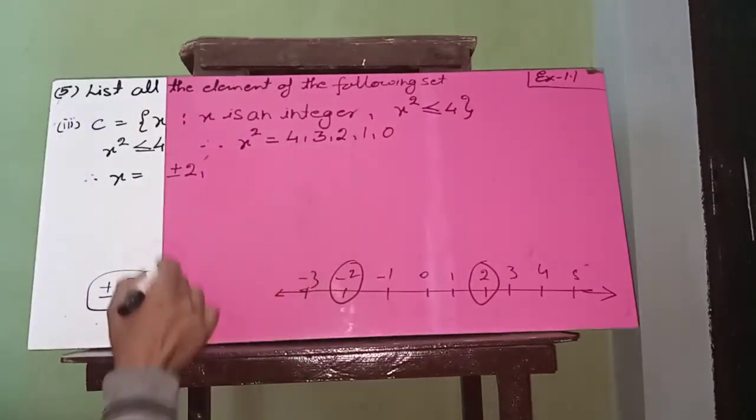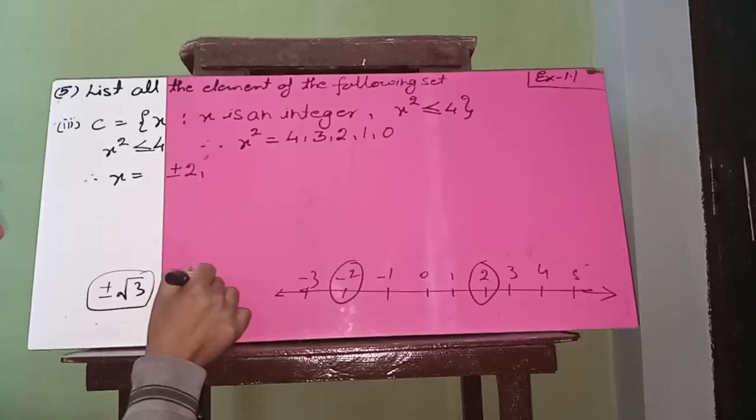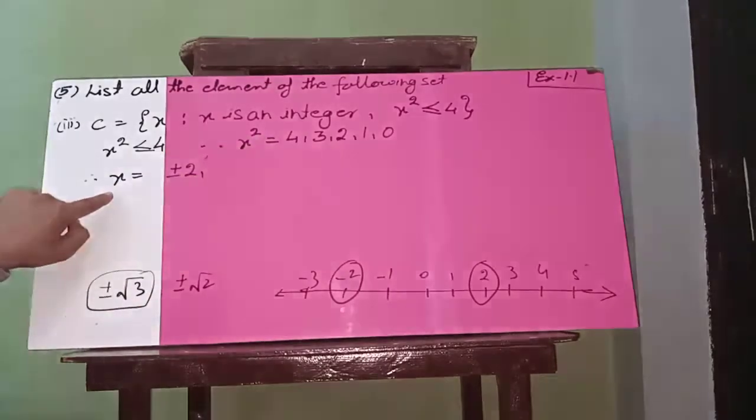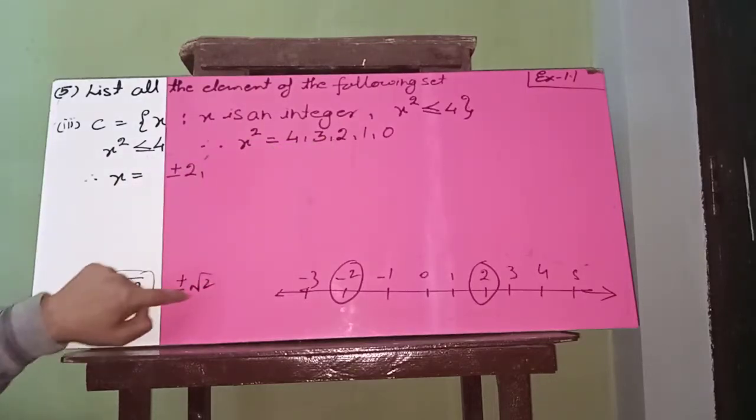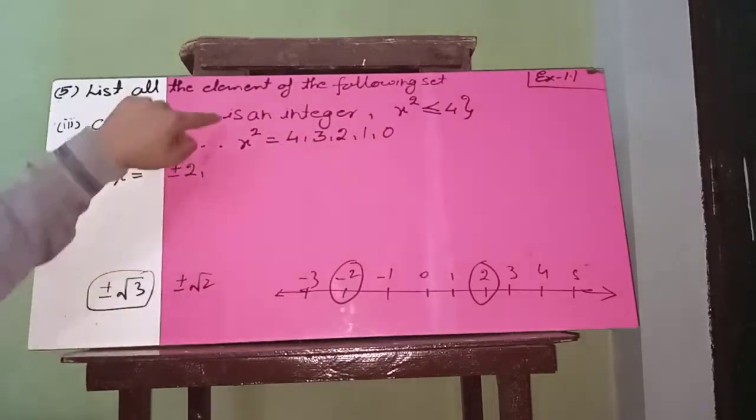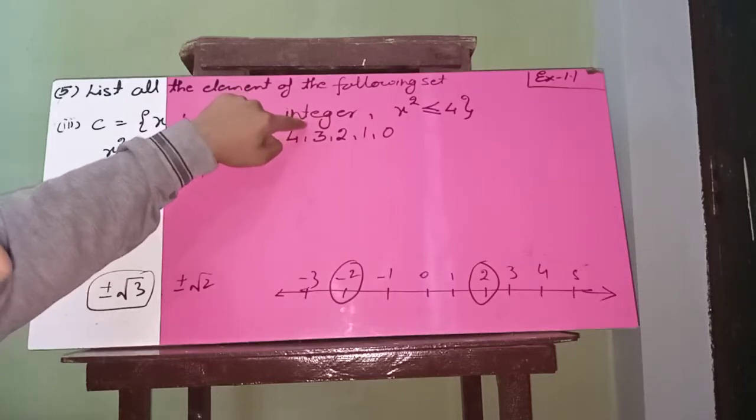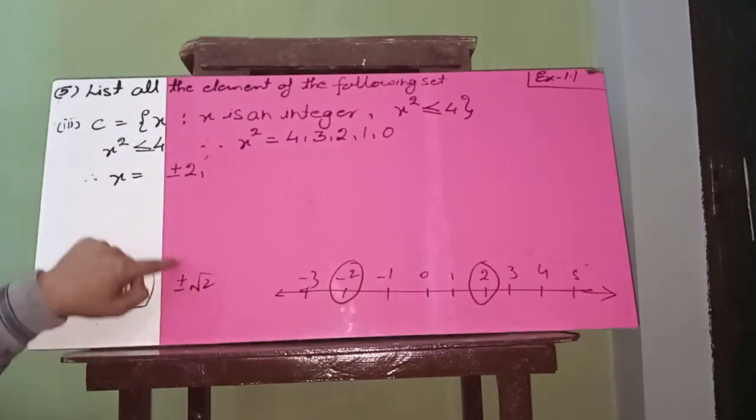Okay, so 2. So x value is plus minus root 2. If x squared is 2, so x is plus minus root 2, but plus minus root 2 is not an integer. Okay, so you will not take plus minus root 2.